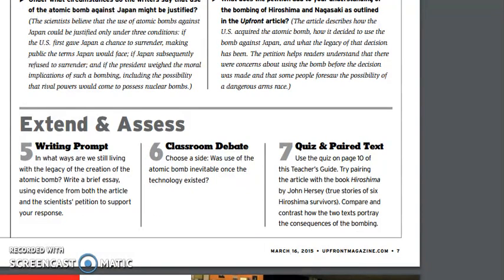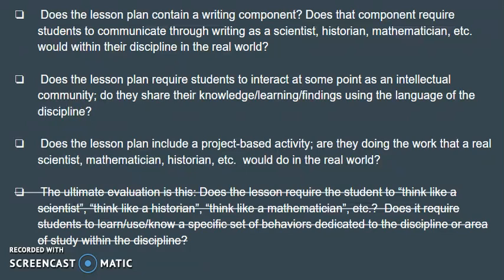section. You can do a writing prompt, you can do a classroom debate, or you can do a quiz, or you can just do all three. It's really up to you. So now we're going to go back here. We've already marked off that fourth thing on the checklist, and now we're going to mark off, does the lesson plan require students to interact at some point as an intellectual community, and do they share their knowledge, learning, and findings using the language of the discipline?